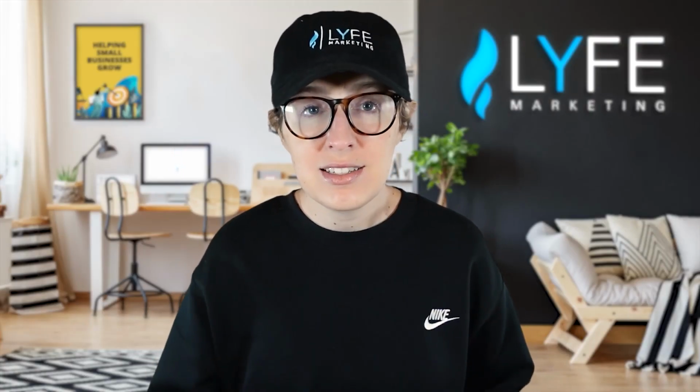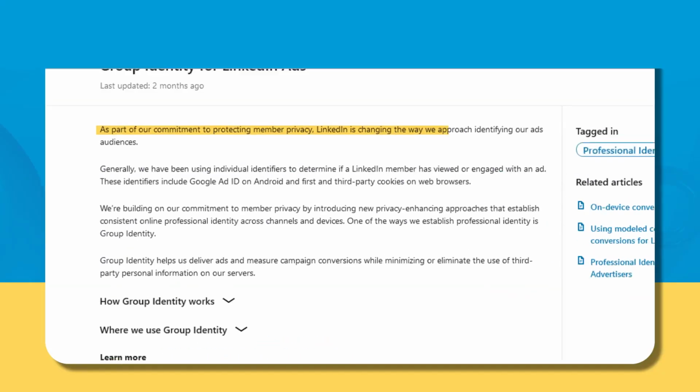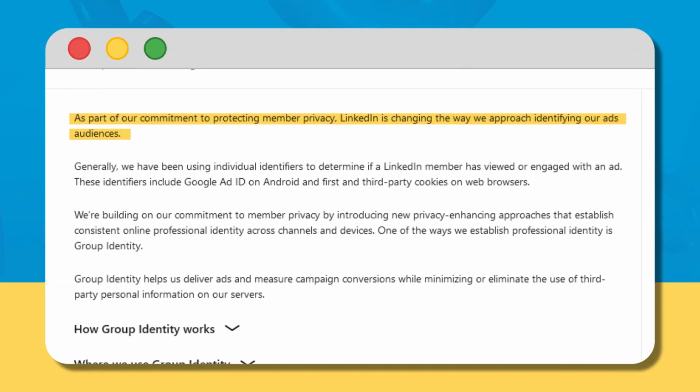This is what LinkedIn says about group identity. As part of our commitment to protecting member privacy, LinkedIn is changing the way we approach identifying our ads audiences. Generally, we have been using individual identifiers to determine if a LinkedIn member has viewed or engaged with an ad. These identifiers include Google Ad ID on Android and first and third-party cookies on web browsers.